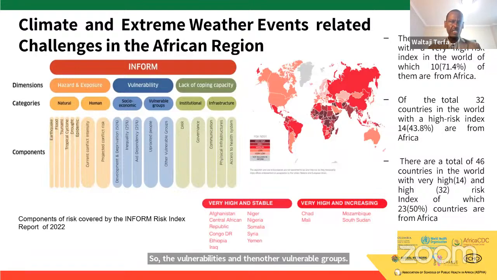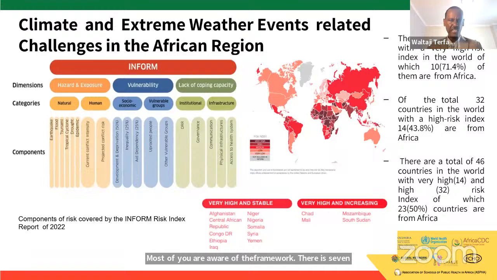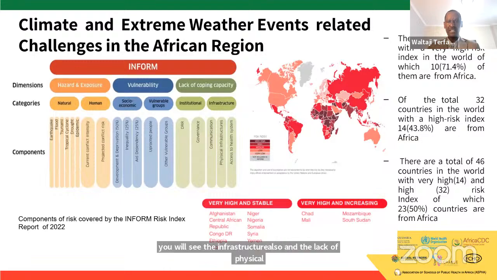And then the institutional, the disaster risk reduction. Most of you might be aware of the Sendai Framework. There are 7 targets, which I'm going to touch on later. So, how the disaster risk is functioning in a given area, the governance. And then the infrastructure: the lack of physical infrastructure and access to the health system, all this makes Africa more vulnerable to this.